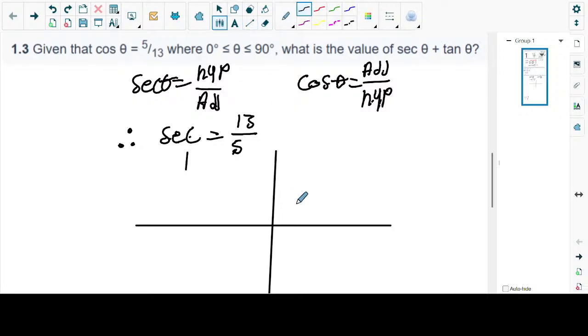They're trying to eliminate someone. Can you see that? There's an option that doesn't satisfy this condition. Yes, cos is positive, but it doesn't satisfy this condition because theta is not between 0 and 90. So which one is going to work here?